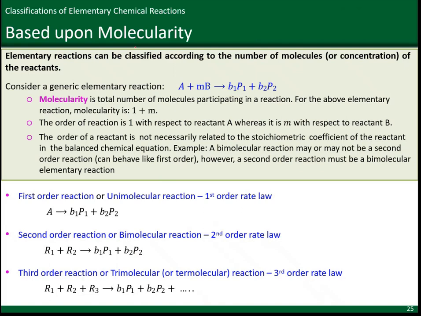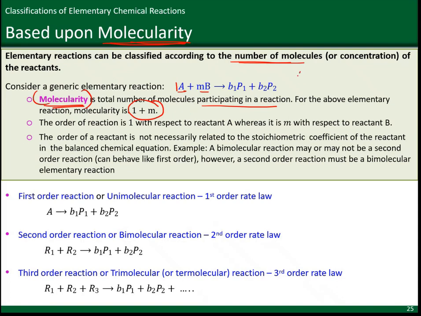Now, second classification is based on molecularity. Okay, so when we talk about molecularity, we are simply talking about the number of molecules that are taking part in the reaction, right? So if you have a general elementary reaction, A plus M times B giving the products, then the molecularity, right, is simply the total number of molecules that are participating in this reaction. Okay, or the total number of reactant molecules. So in this case, the molecularity is 1 for A and M for B. So the molecularity for the reaction is 1 plus M, as simple as that. M can be 0, M can be 1, M can be 2.